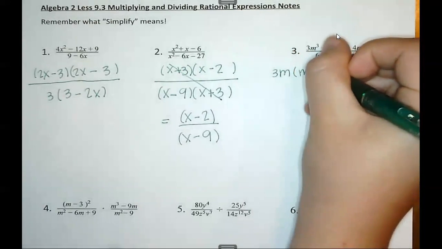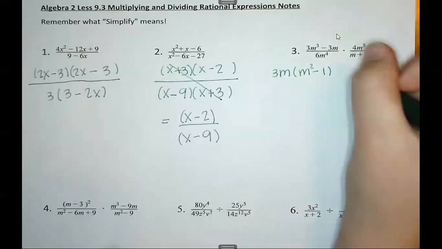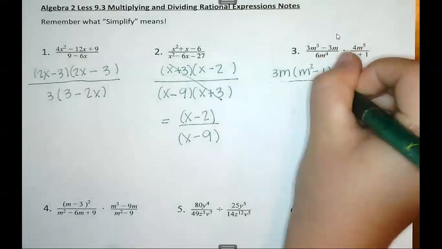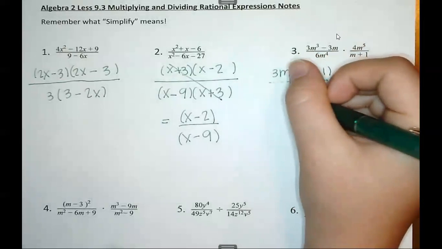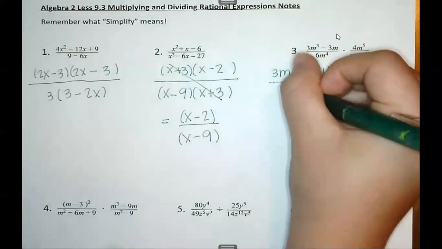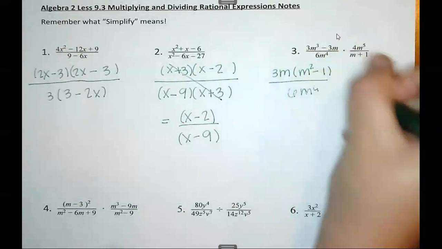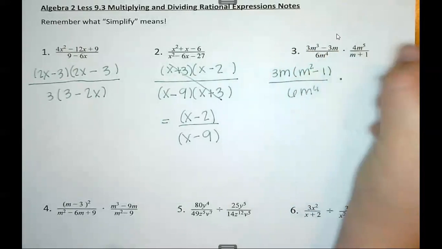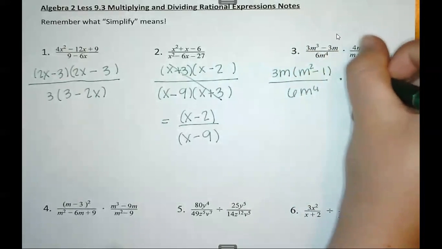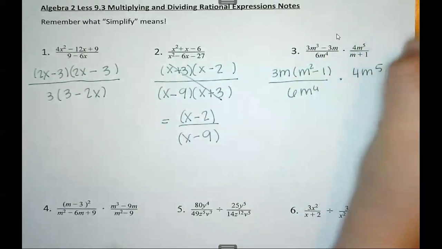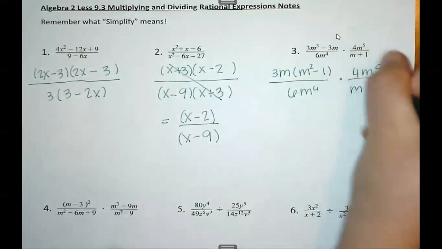No, m squared minus 1. Sorry about that. M squared minus 1 over 6m to the 4th, times 4m to the 5th over m plus 1.